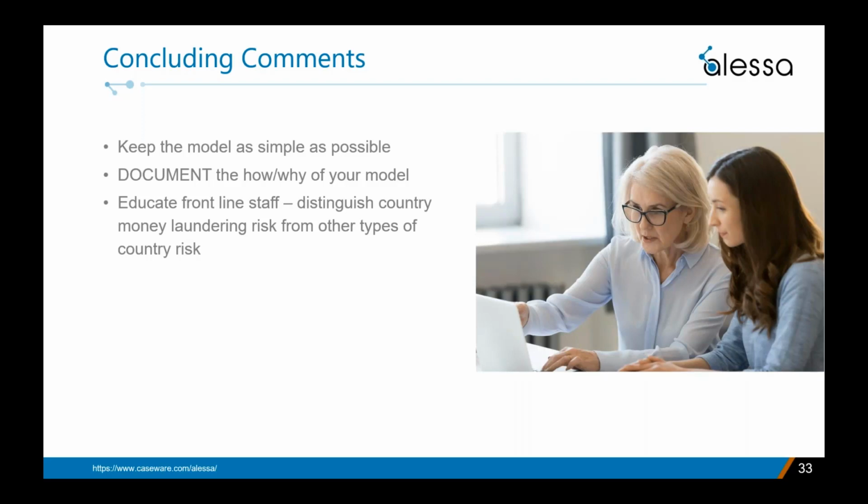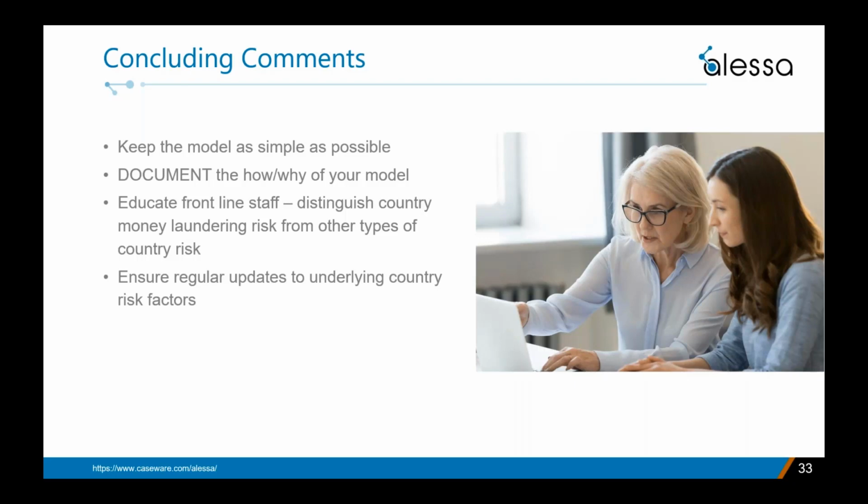And along these lines, be sure to educate your frontline staff about country money laundering risk factors, especially if your customer base has a lot of foreign dealings. It's important that staff understand not just what the risk factors are, but also why. And especially if your institution deals with other types of country risk, such as country credit risk, it's important to distinguish money laundering risk from other types.